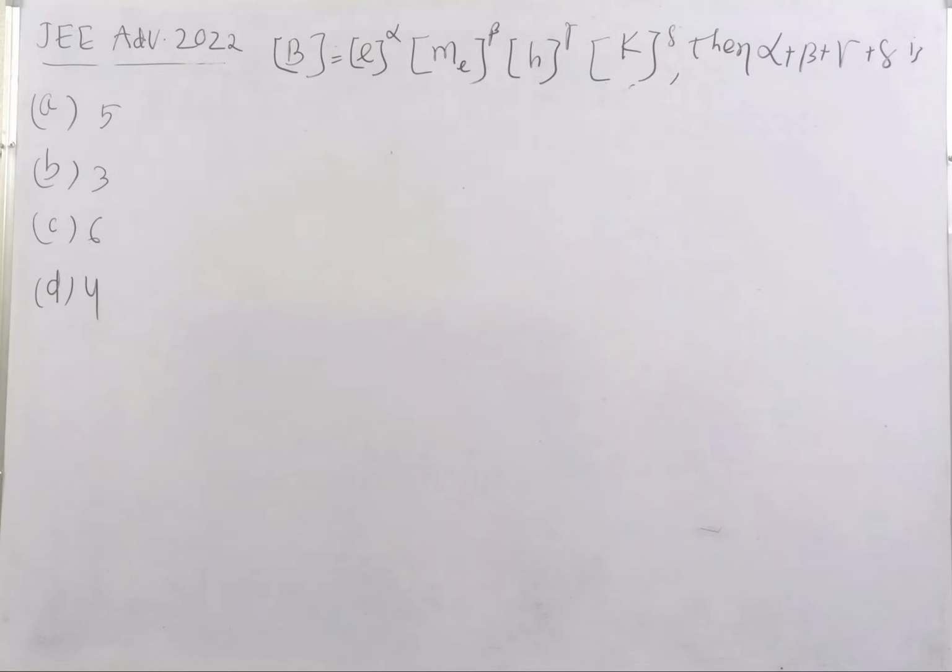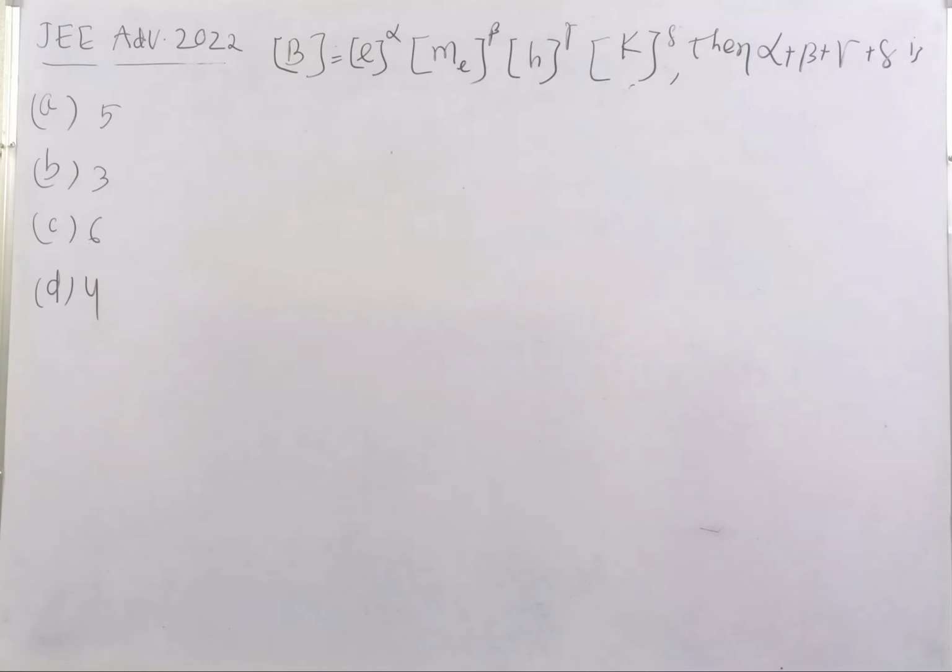Students, this question was asked in JEE Advanced 2022. The magnetic field B is given in terms of electric charge, the charge on electron e, mass of electron m_e, Planck's constant h, and the dielectric constant k, which is equal to 1 by 4 pi epsilon 0, in the form B is equal to e to the power alpha, m to the power beta, h to the power gamma, k to the power delta. We are asked what is the value of alpha plus beta plus gamma plus delta.